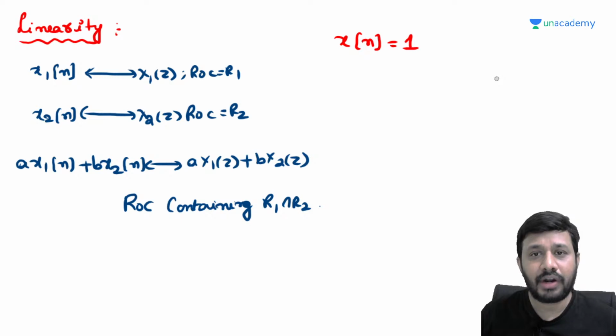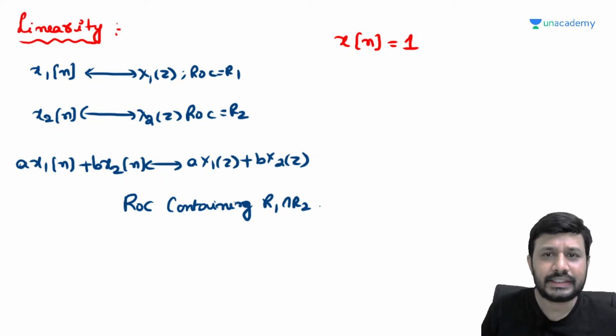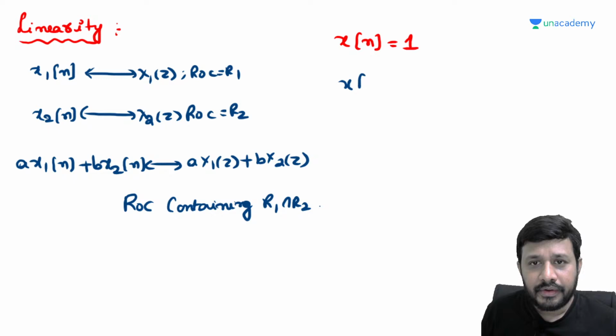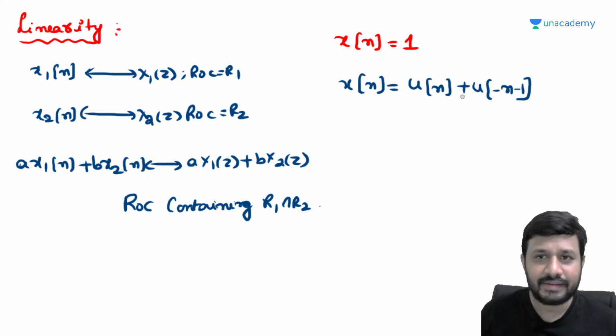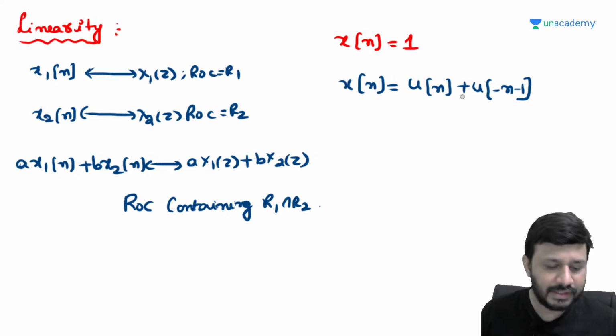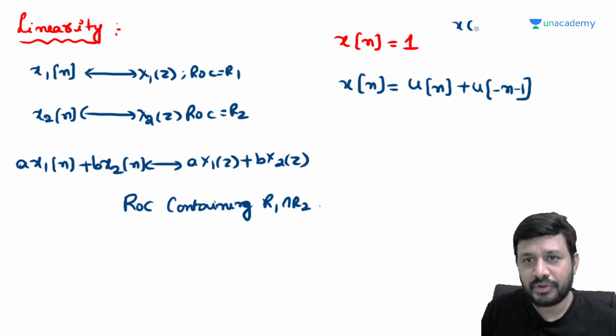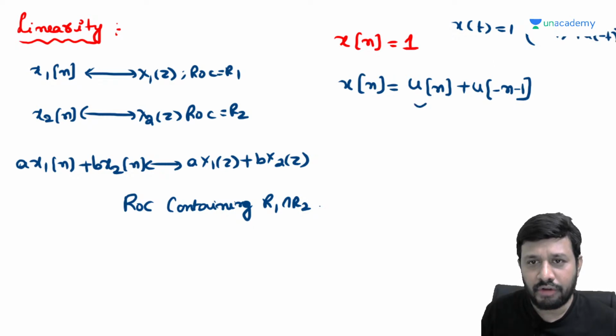Okay, fine. Now if I want to find the bilateral Z transform of the signal 1, can you find it? Do you know the relationship between the signal 1 and u of n? Can I write 1 as u of n plus u of minus n minus 1? In the initial classes we have seen that the signal 1 in discrete can be written as u of n plus u of minus n minus 1. Hope this is clear. In continuous, if you have continuous time signal 1, it can be written as u of t plus u of minus t. In discrete, u of n plus u of minus n minus 1.